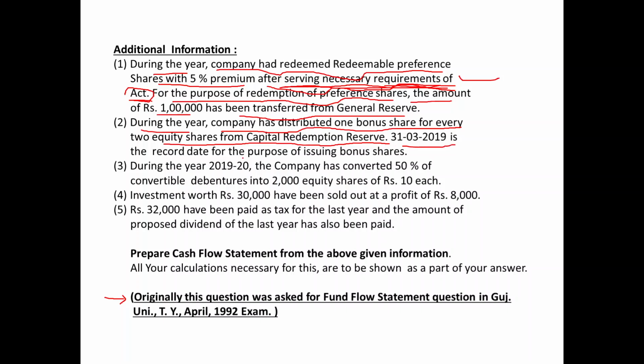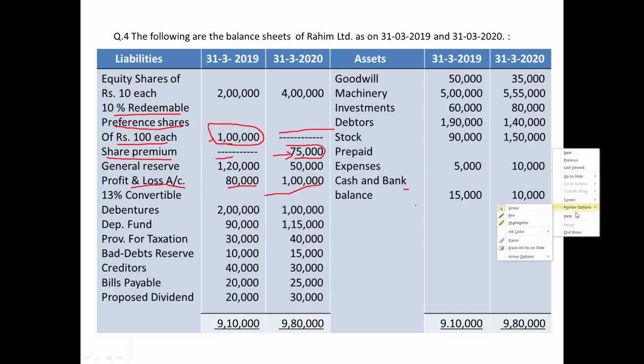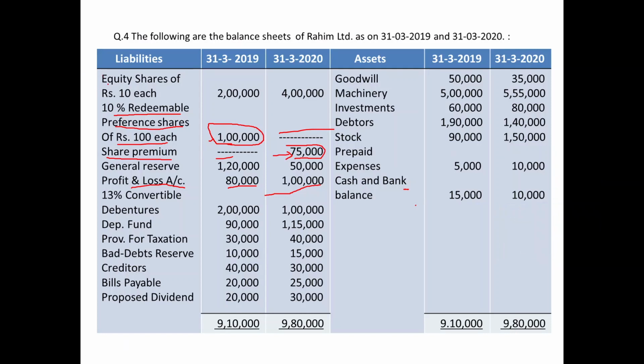31st March 2019 is the record date for the purpose of issuing bonus shares. Before we prepare the working note, let us verify the position of equity share capital on the record date, which is 31st March 2019. Have a look on the liability side. First item, equity shares of rupees 10 each. 31st March 19 position 2 lakh. Shares of rupees 10 each. So record date 31st March 19, position of share capital rupees 2 lakh, rupees 10 each.